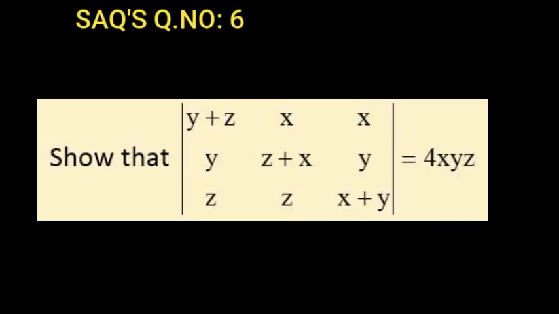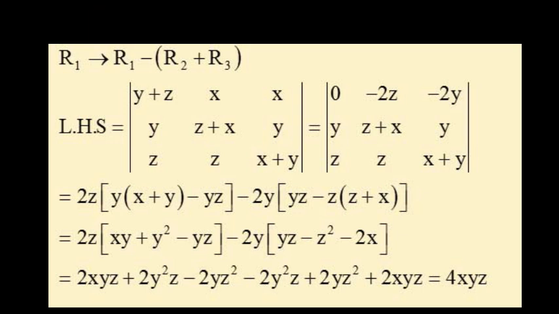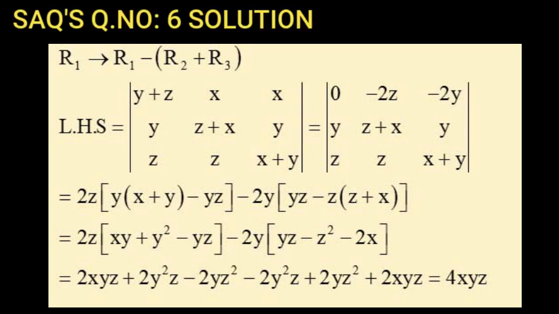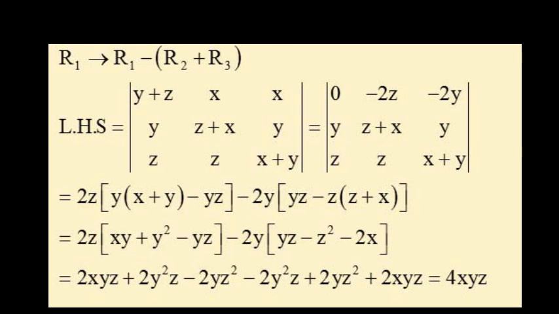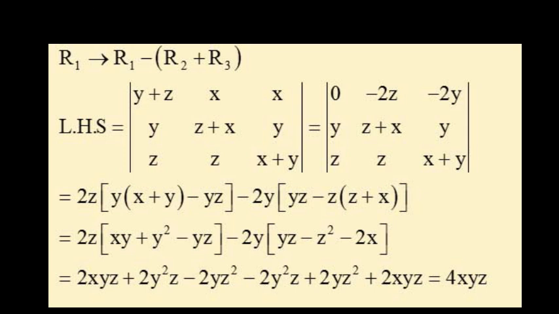Next one is, show that the determinant of y plus z, x, x; y, z plus x, y; z, z, x plus y is equal to 4xyz. Now the expansion is by using row or column operations. Here we use the row operations. Here the first element of the first row is y plus z. Therefore, first we change this to 0, for easy simplification.